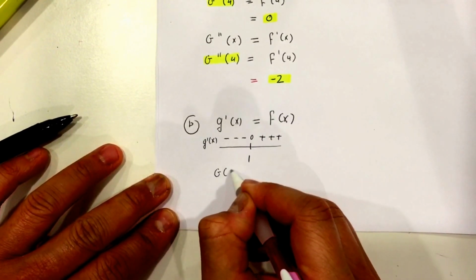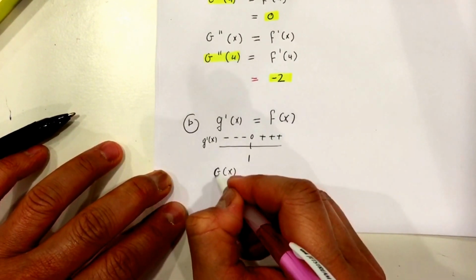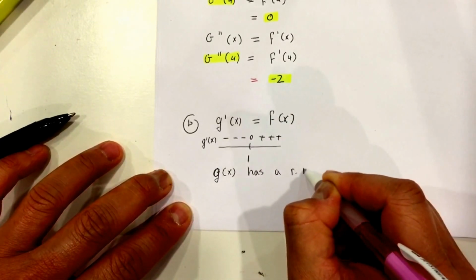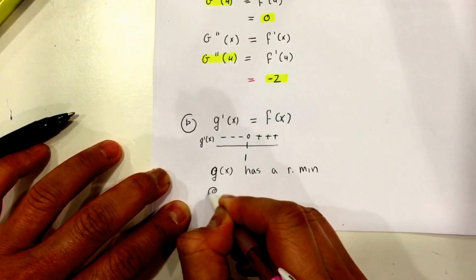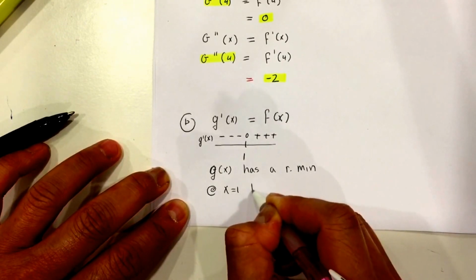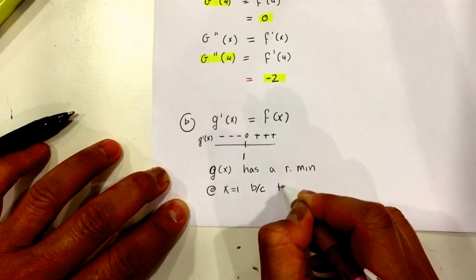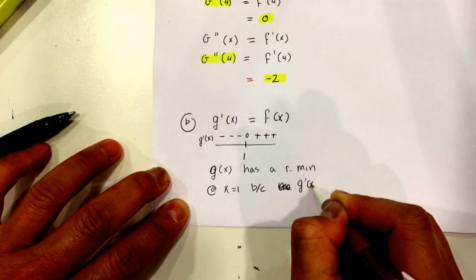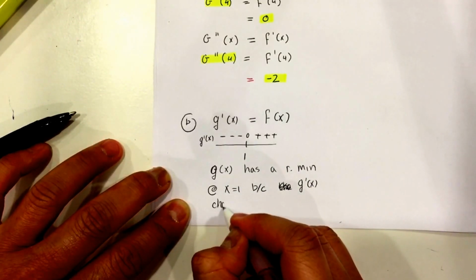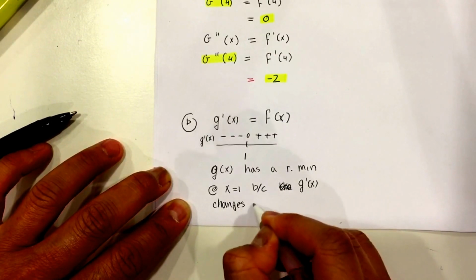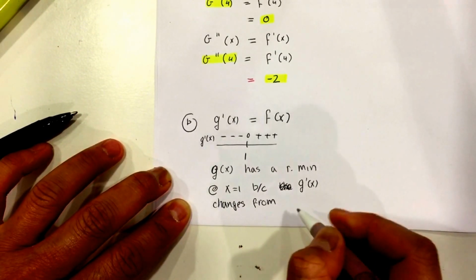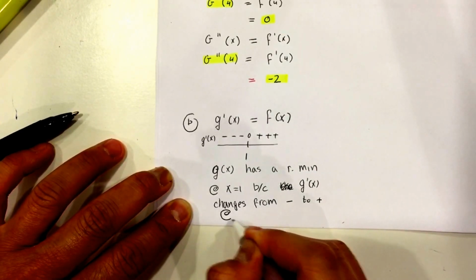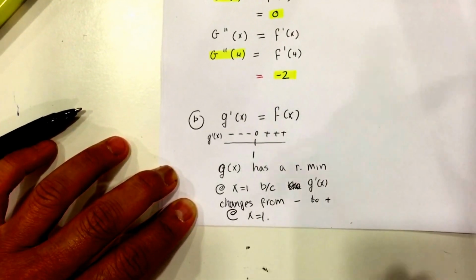g has a relative min at x equals 1 because g prime changes from negative to positive at x equals 1.